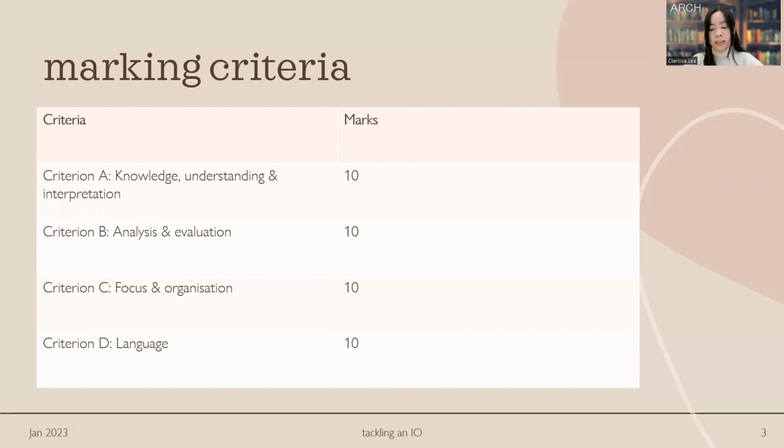And for criterion C, you'll have to make sure that your treatment of your texts and your treatment of the bodies of work that those texts will be coming from is well balanced. So that's a little bit of the difference, what we have to be looking at when we're considering the IO marking criteria.